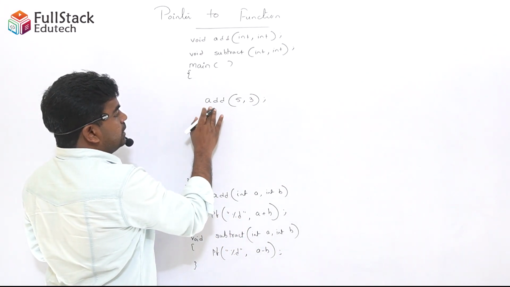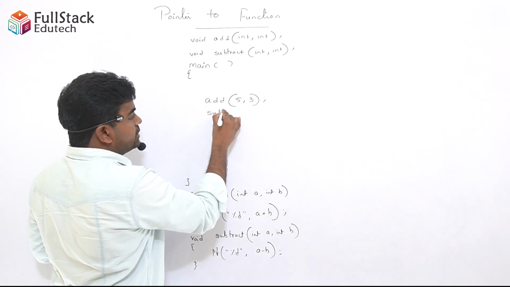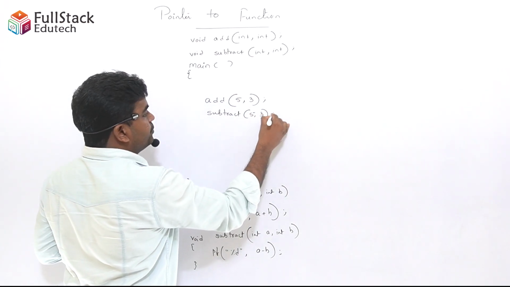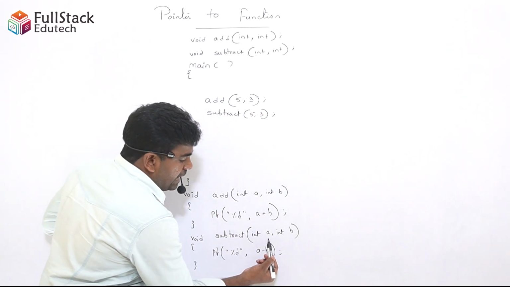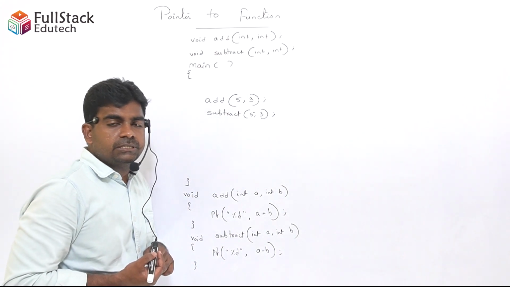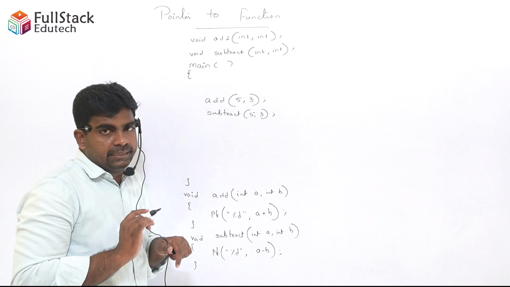Now here we are writing subtract. That second function we are calling, subtract 5 comma 3. Then the values will come and store into a and b. It's a minus b, the value is 2. But now, how can we use a pointer?